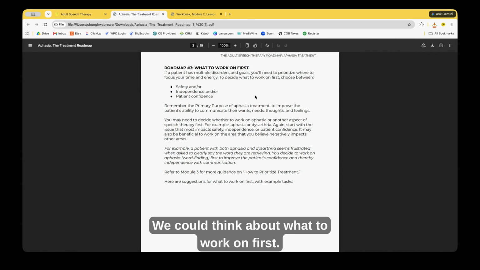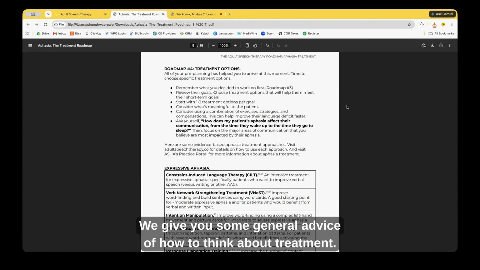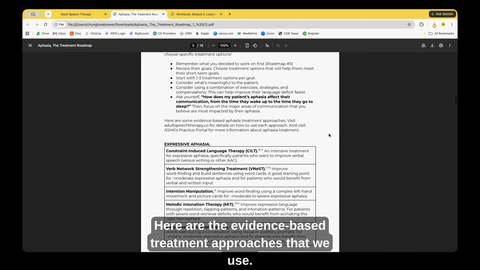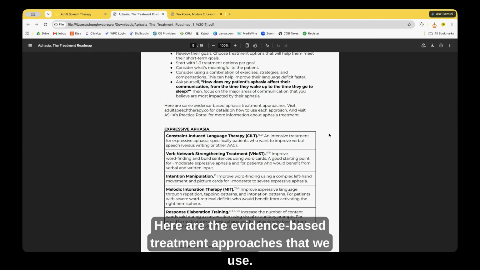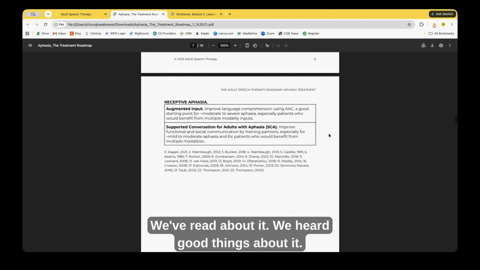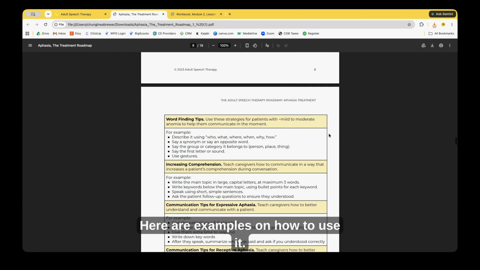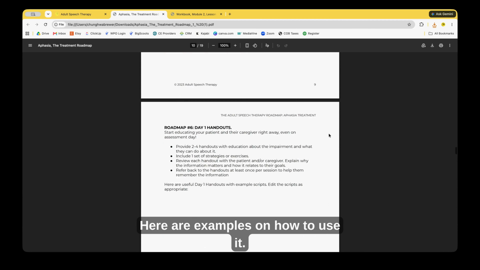We could think about what to work on first. We write down the treatment options for you. We give you some general advice of how to think about treatment. Here are the evidence-based treatment approaches that we use. We know they're effective. We've read about it and we heard good things about it. Here are the strategies that work with patients. Here are examples on how to use it.